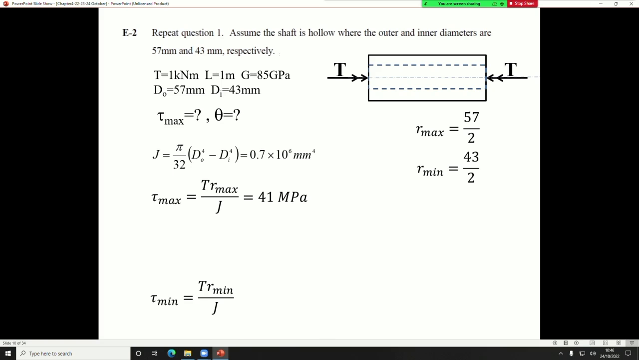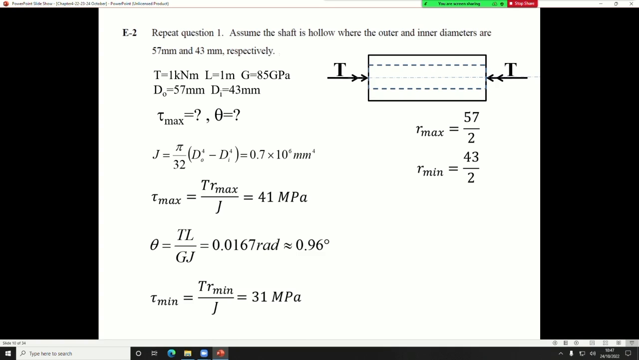And the angle of twist at R min, which is the inner radius. So we have the maximum stress of 41 megapascals on the outer layer, 31 on the inner layer, with the angle of twist of almost 1 degree. Any questions on these two solutions?